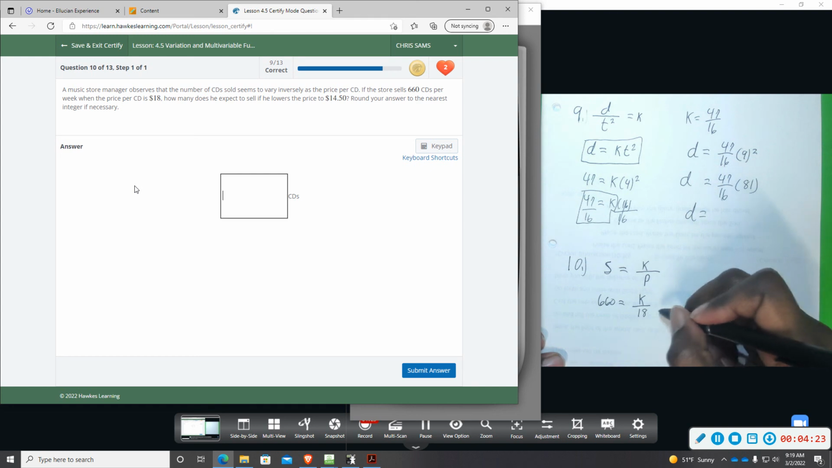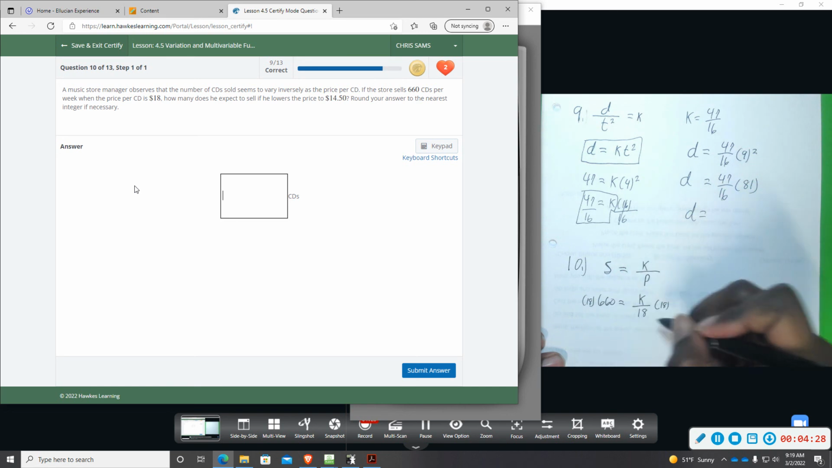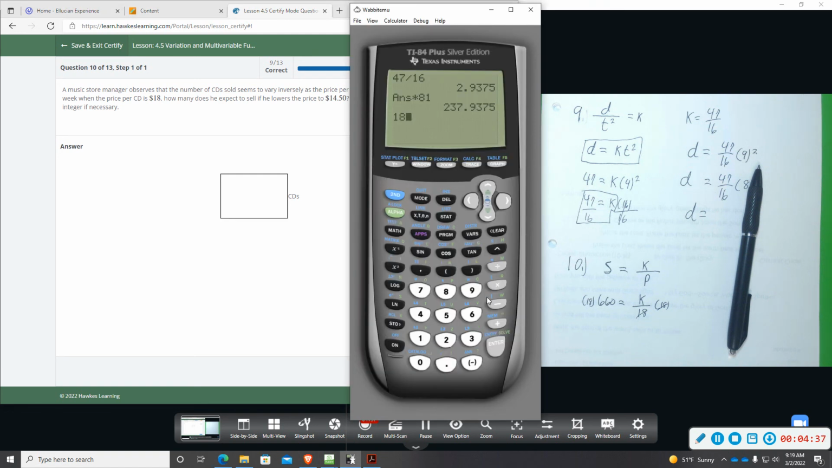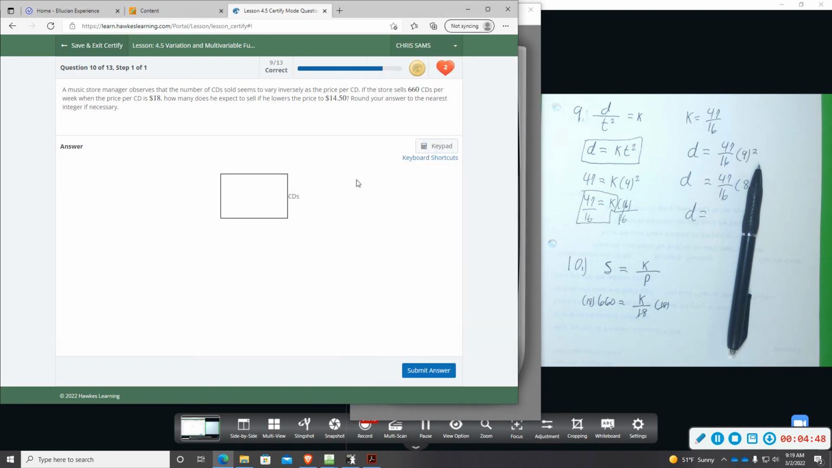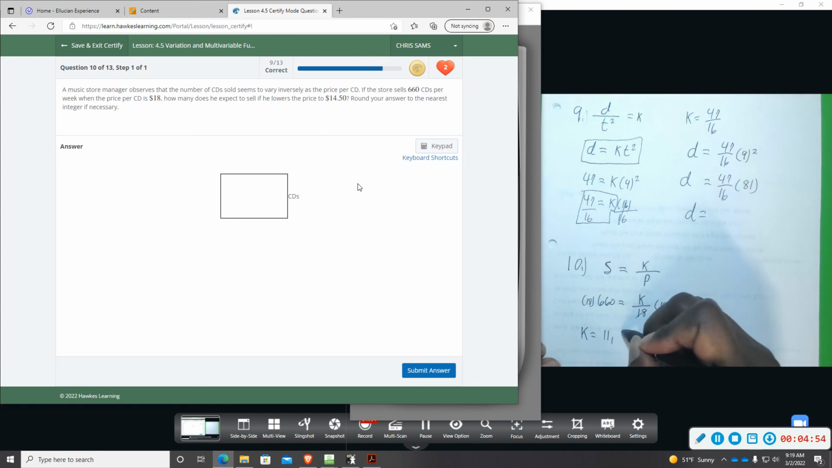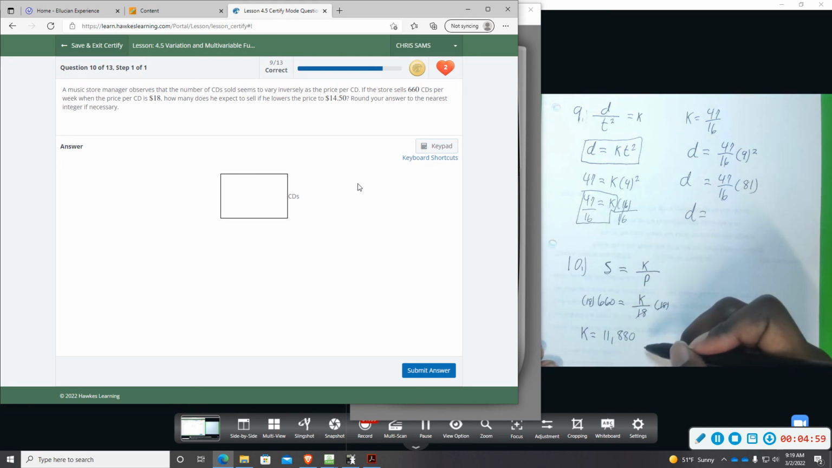All right, and then when we want to solve for K, we're going to multiply by 18 on both sides. That will give us 18 times 660. We'll get a pretty big number. 18 times 660, you get 11,880. So K equals 11,880. All right, so if this is the case, we want to know how many they expect to sell.